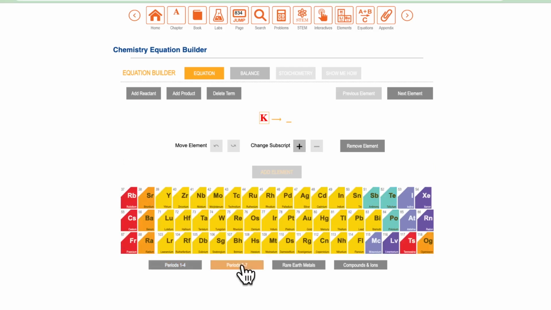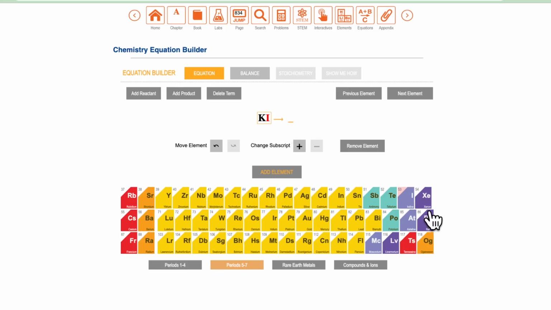And iodine, which is in period 5, I have to click the periods 5 through 7 button to get to iodide. Select it and add the element. And again, if I accidentally use the wrong order, I can always move elements. Next, I want to combine the potassium iodide with lead nitrate.